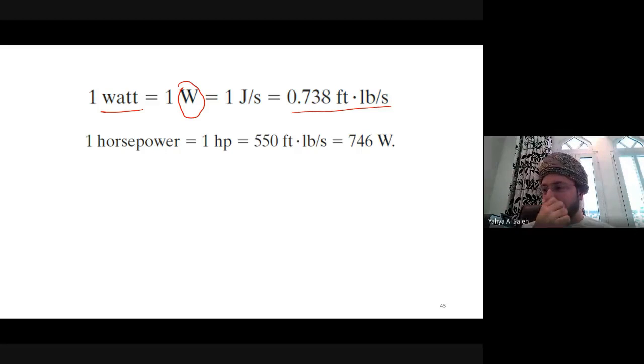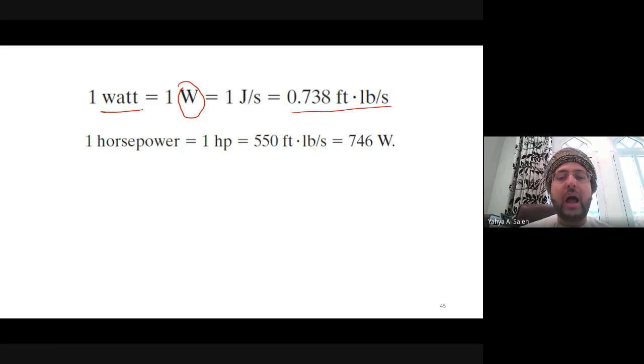Another unit of power that is usually used, and this is mostly in cars or boats or engines in general, anything with an engine, is the horsepower. A horsepower was defined about 100 years ago or so to be equal to 550 foot-pounds per second, which is about 746 watts.